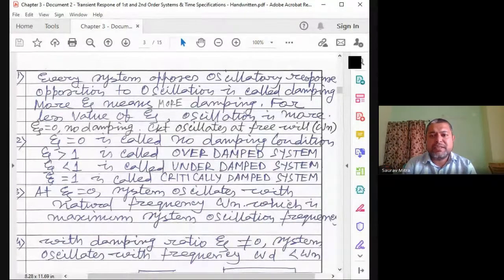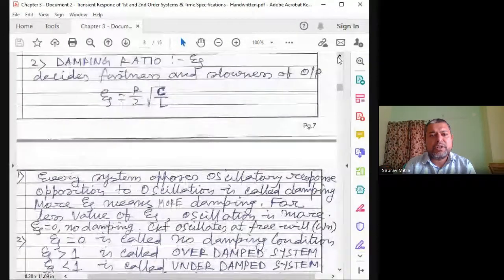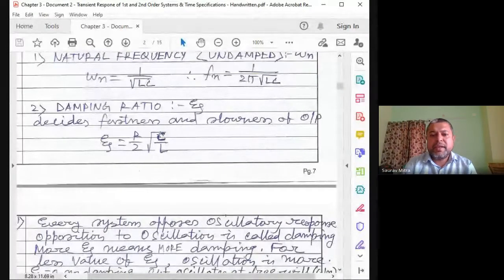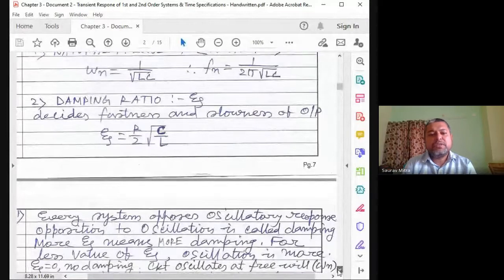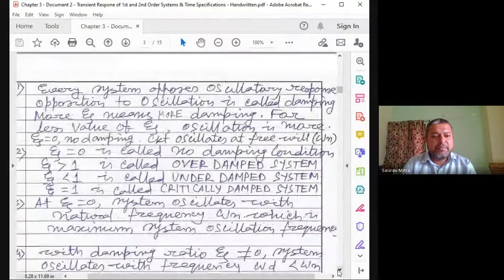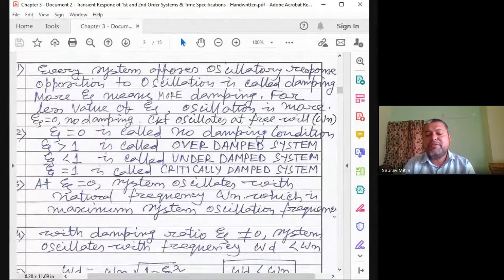So how can you make zeta equal to 0? Here it is r by 2 root under of c by l. Either you make resistance equal to 0 or you make capacitance equal to 0. Whichever you make it, you are going to get an oscillation from the circuit. So zeta equal to 0 is called undamped, no damping or undamped case. In that case, the circuit oscillates at free will. What is meant by that free will? That is actually the frequency omega n.